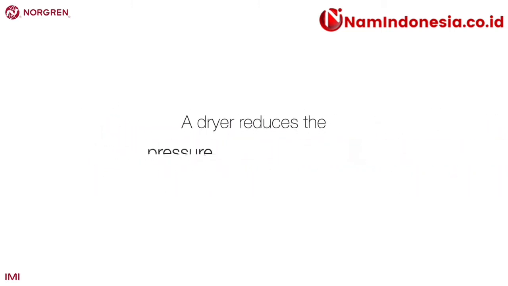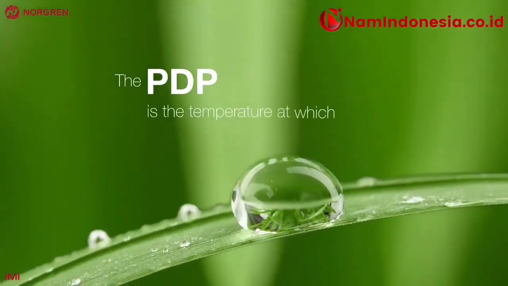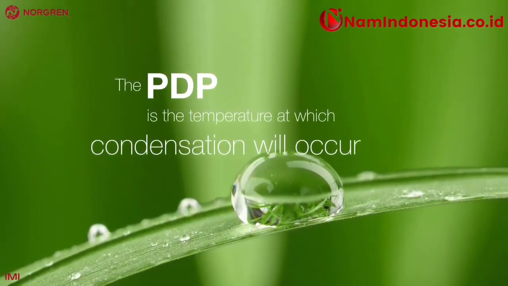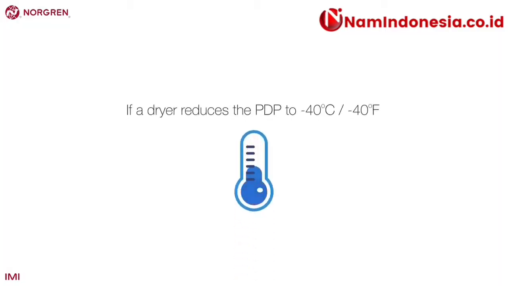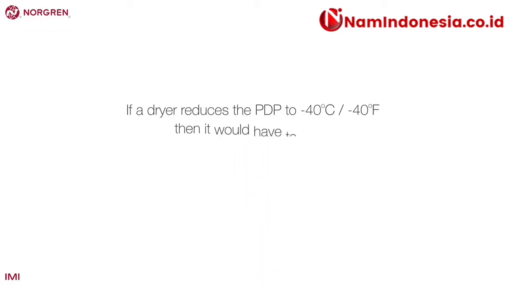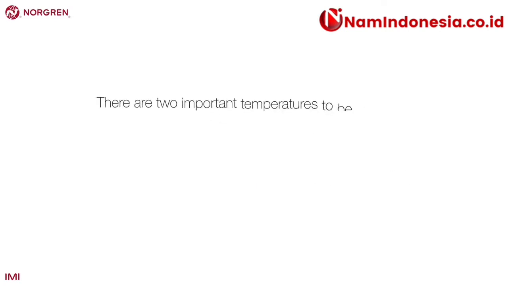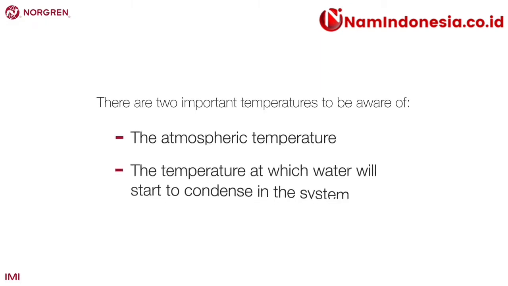A dryer reduces the pressure dew point, or PDP, of the air. The PDP is the temperature at which condensation will start to occur. It's the point at which the air can no longer hold all the moisture within it. If a dryer reduces the PDP to -40 degrees Celsius or -40 degrees Fahrenheit, then it would have to fall to below that temperature for any remaining moisture in the air to condense to liquid. So there are two important temperatures to be aware of in and around a compressed air system: the atmospheric temperature and the temperature at which water will start to condense in the system.